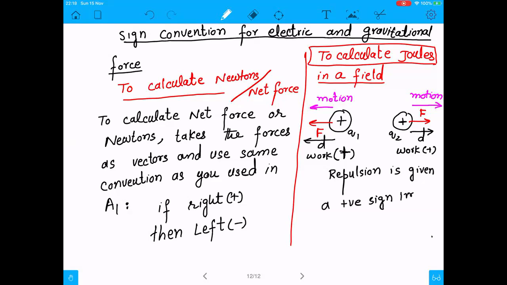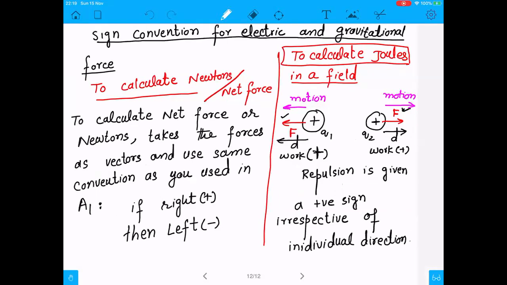Because if you follow the individual directions, then force towards left will be negative, force towards right will be positive. No, when you are calculating joules, forget about the individual directions. You apply a sign for repulsion. Repulsion is given a positive sign irrespective of individual directions.